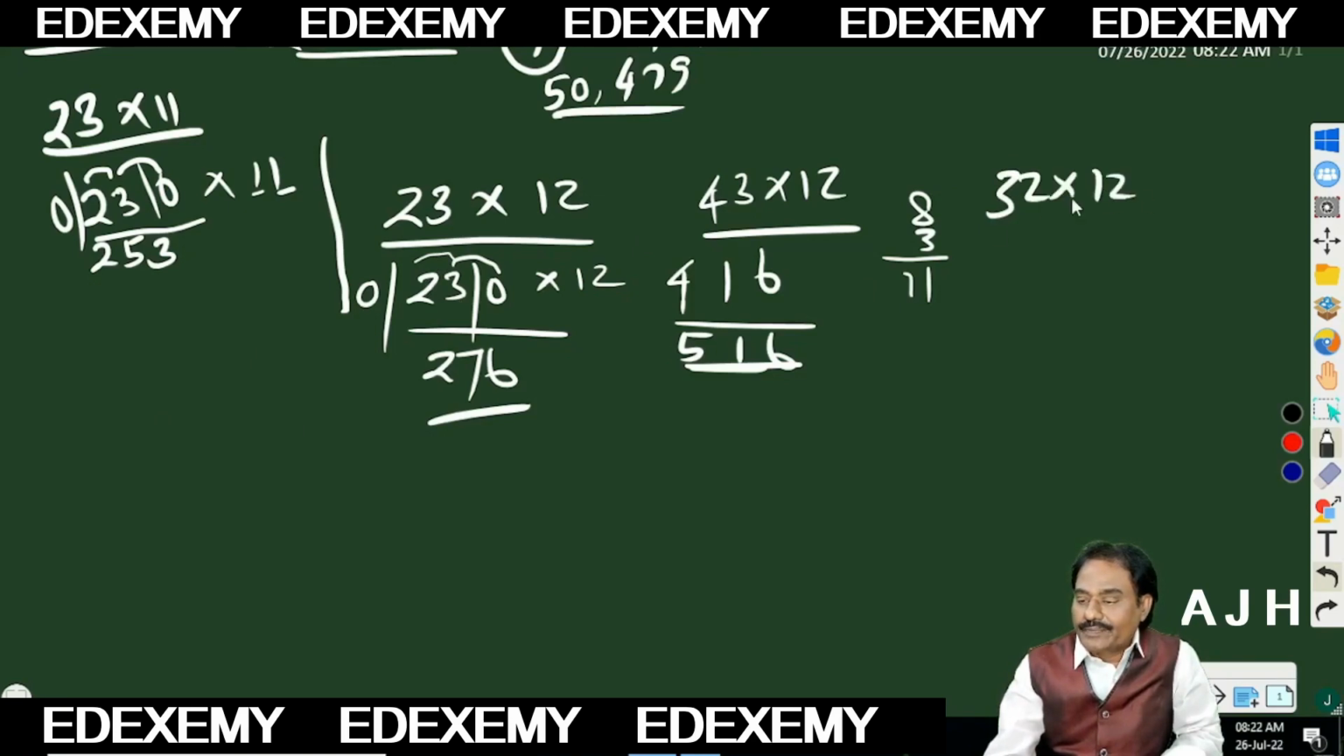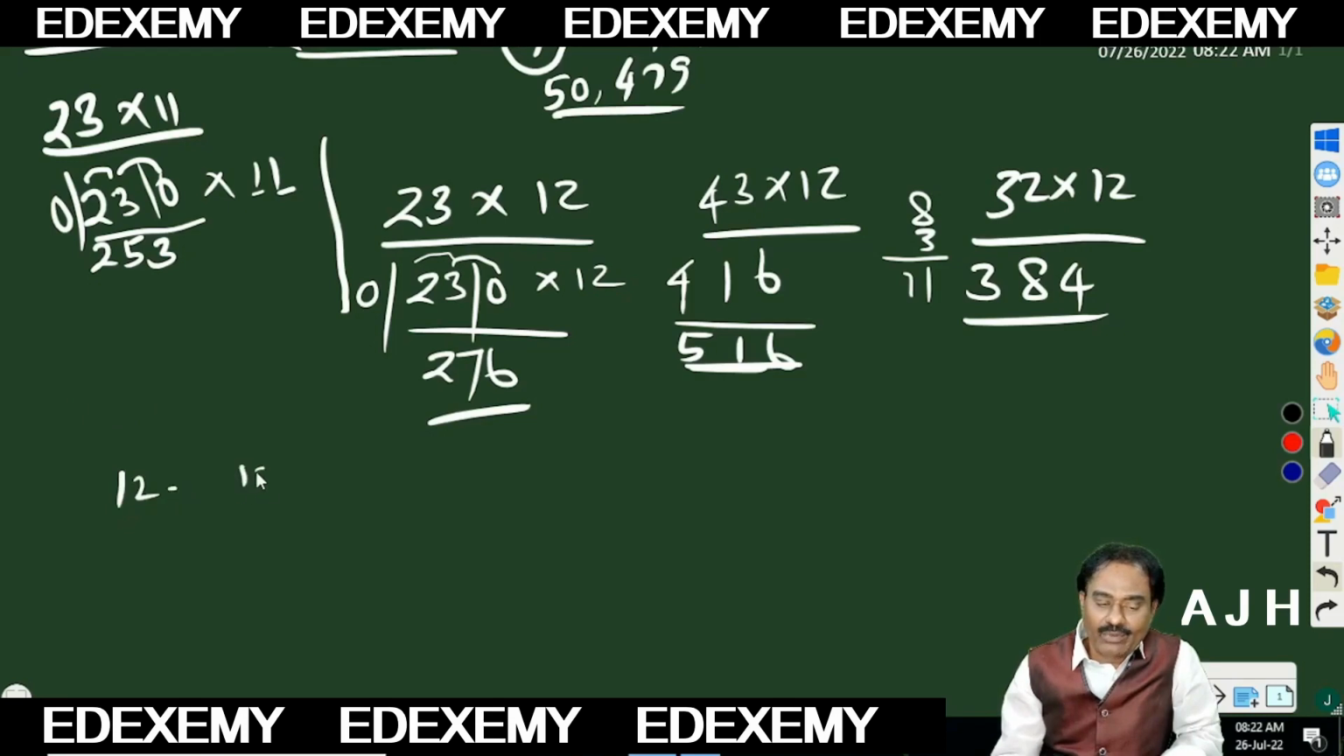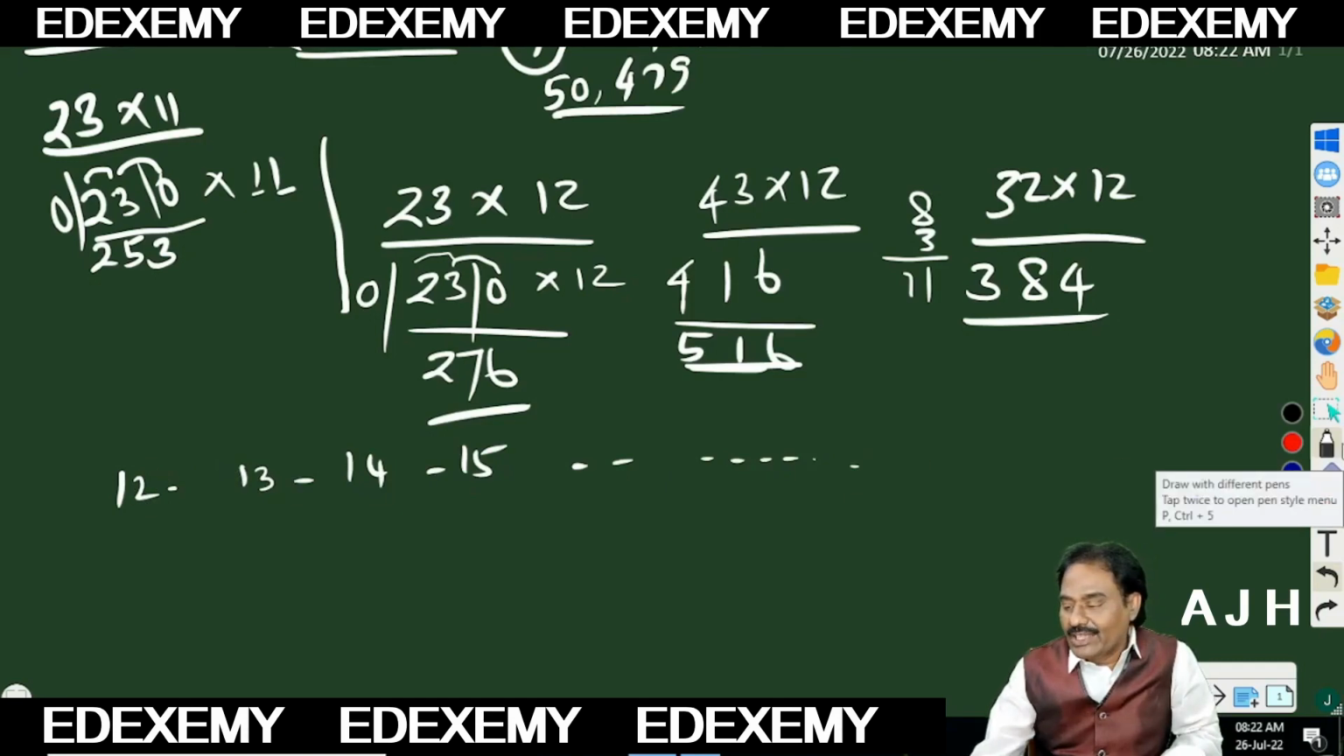Let us find 32 into 12. Now this unit digit you multiply, 2 into 2 is 4, and the tenth digits 1 into 3 is 3. Now you will find the middle value. Now multiply this 3 into 2 is 6 plus 2 is 8. This is so simple. So in this fashion we can find 12, 13, 14, 15 up to 19. We can use this root pattern technique.